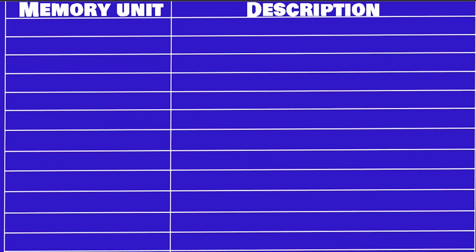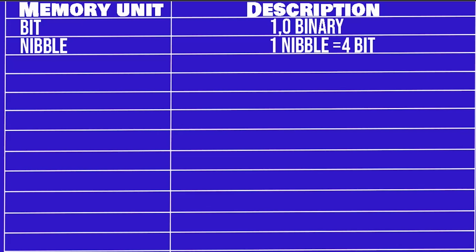The first column is memory unit and the second one is description. In memory units, the first one is bit. It's actually the lowest one, and it's binary. It represents 1 and 0. The next one is nibble, and 1 nibble is equal to 4 bits. After that, kilobyte. 1 kilobyte is equal to 1024 bytes.